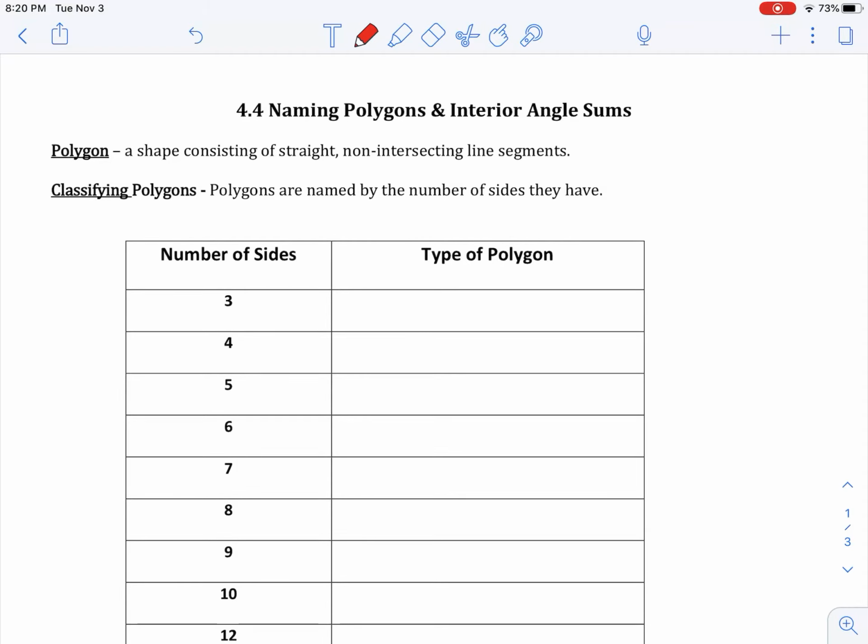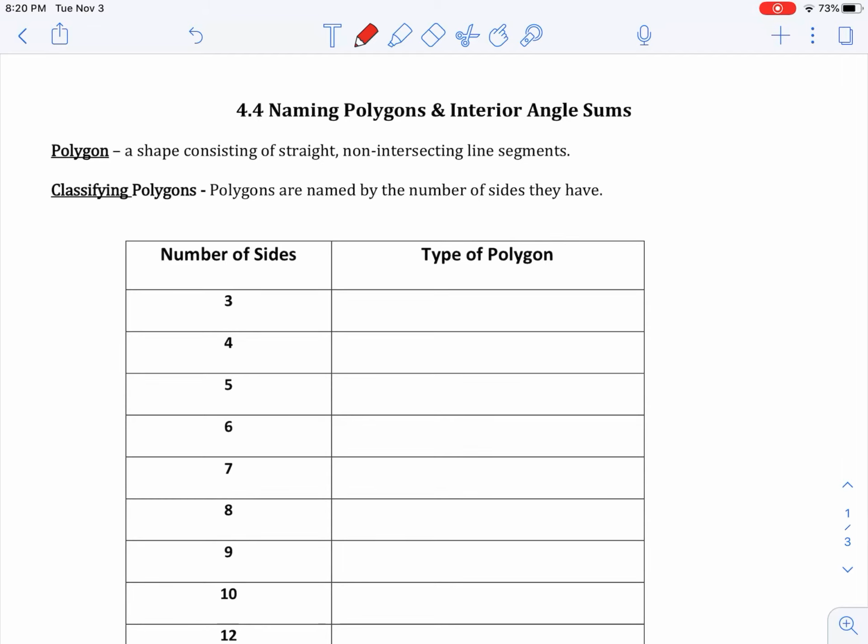In section 4.4, we're going to talk about how we name certain kinds of polygons and how we calculate the interior angle sums for those polygons. We've already been talking about one polygon. We've been talking about a triangle for a couple of days. And a triangle is actually a polygon.